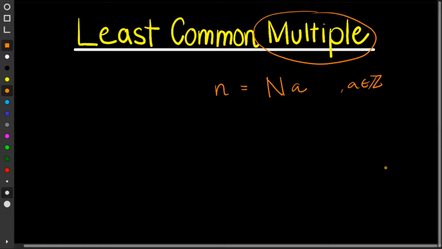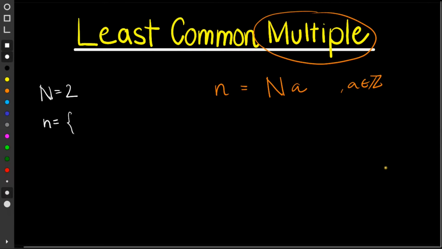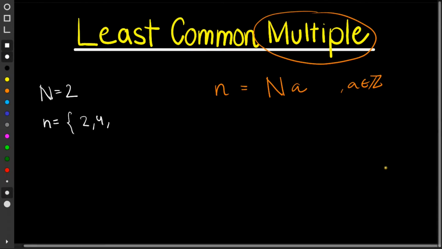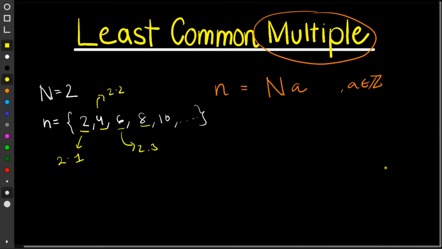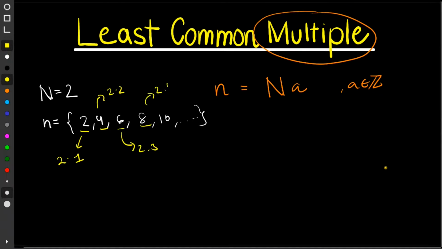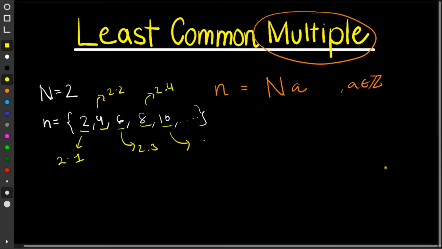It's hard to comprehend by simply using this formula, so let's try an example. If capital N is 2, its multiples are the set containing 2, 4, 6, 8, 10, and so on. Why is that? Since 2 is equal to 2 times 1, 4 is equal to 2 times 2, 6 is equal to 2 times 3, 8 is equal to 2 times 4, and 10 is equal to 2 times 5.